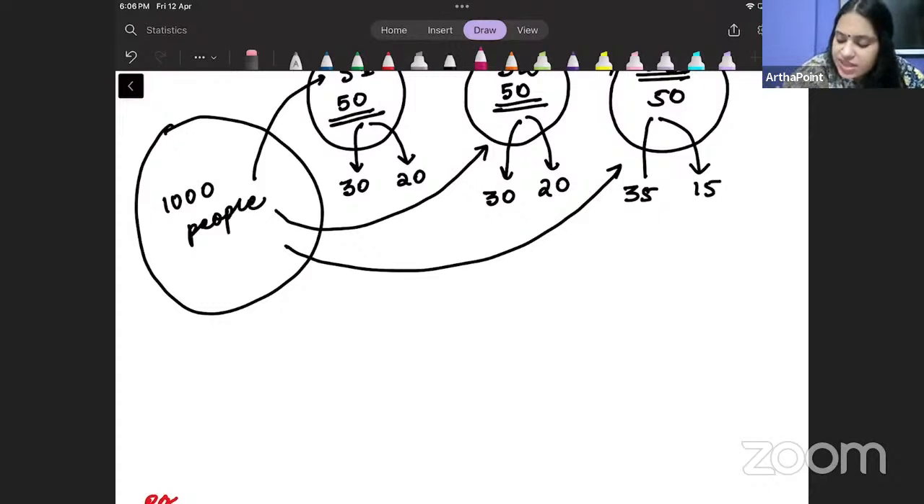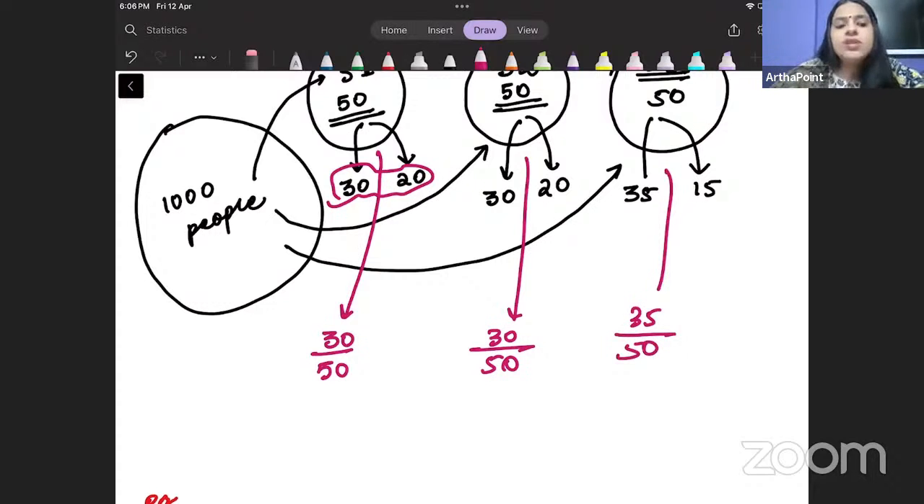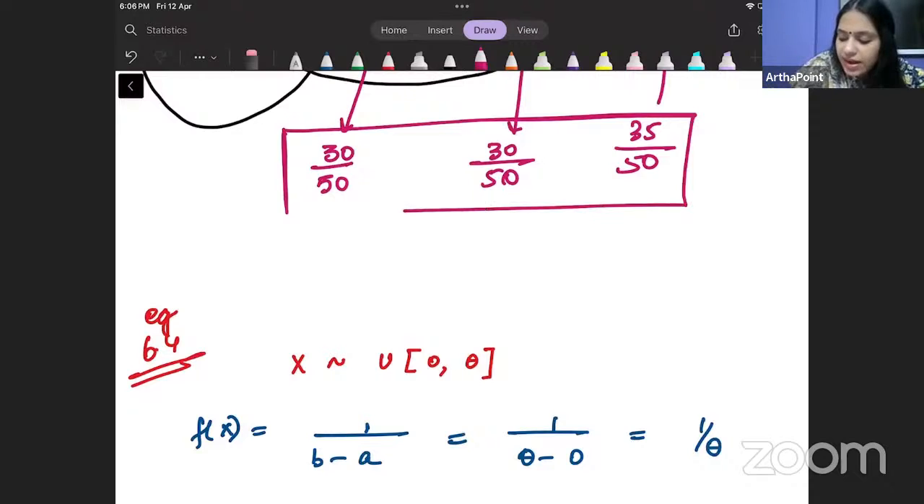And for each sample, I will get some probability of success. Success is watching the movie. So यहाँ से you get success as 30 by 50. From here, also you get 30 by 50. From here, you get 35 by 50. And so on and so forth. Clearly, we know that this is going to be a random variable. ये अपने आप में एक random variable है.